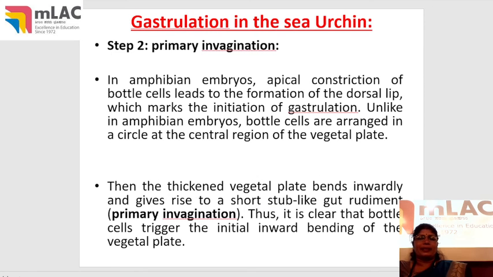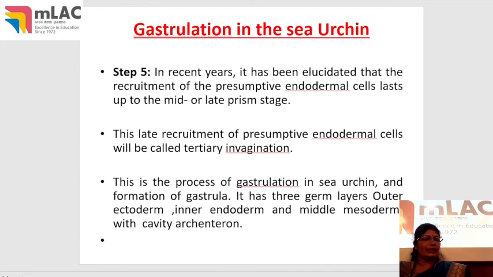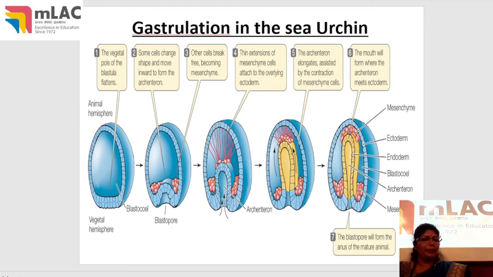Next, coming to the second step. The second step is the primary invagination. Unlike in amphibians, where you know there is an apical constriction of the bottle cells leading to the formation of the dorsal lip, here in sea urchin the bottle cells are arranged in a circle at the central region of the vegetal plate. Here you can see, these are the bottle cells, arranged in a circle at the central region of the vegetal pole.